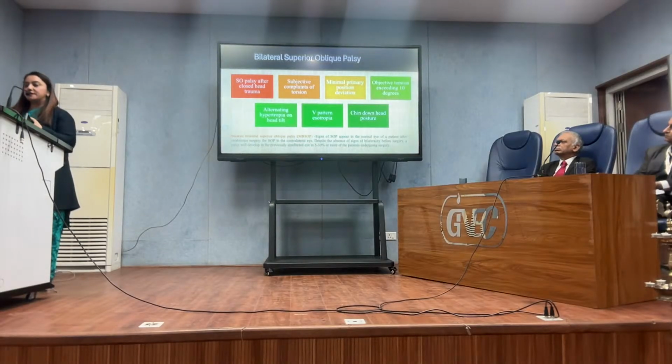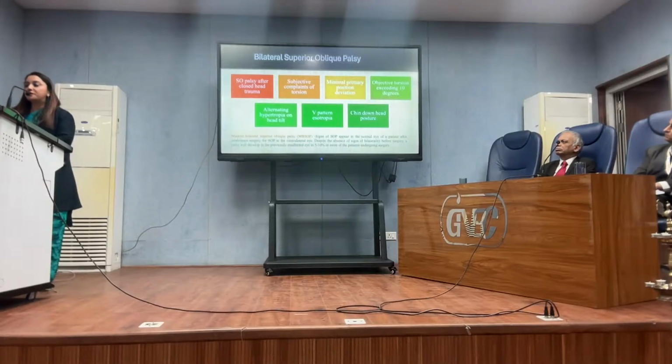Mostly after closed head trauma, this can develop. There might be a subjective complaint of torsion. Objective torsion might be exceeding more than 10 degrees. A lot of cases have a minimal primary position deviation, although there's alternating hypertropia on head tilt, a prominent V pattern esotropia, and a chin down head posture.